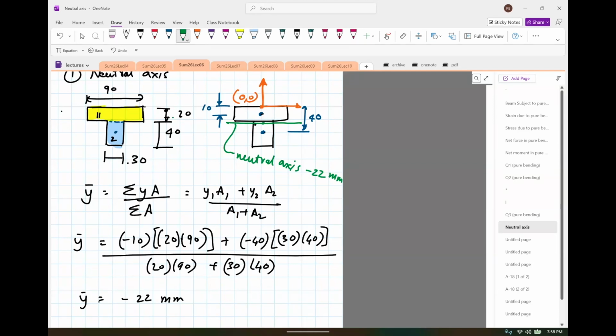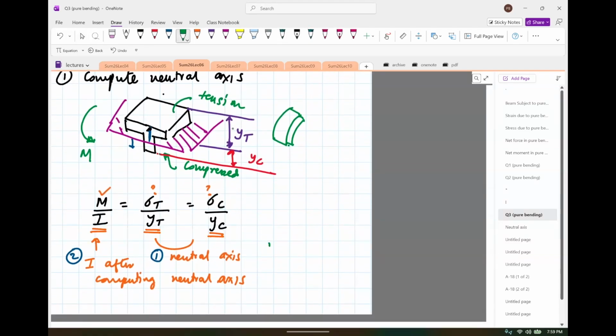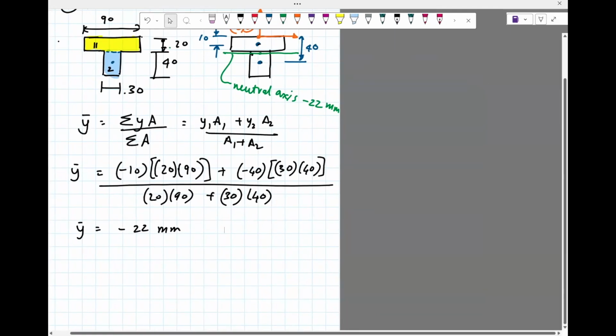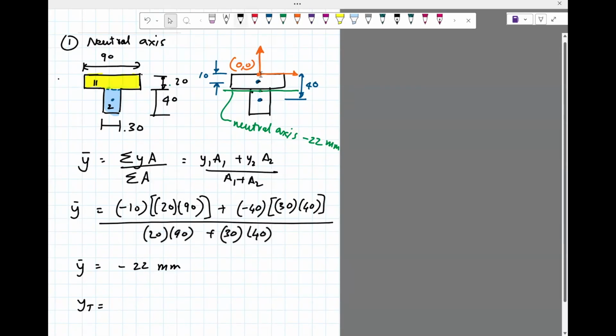We've got y, which means we can now compute yt and yc. Yt and yc are just the distance from the neutral axis. So we can write that down here. So yt, the top part, is the distance from the neutral axis to the top half, and you can see that is clearly 22 millimeters. Okay, 22. And then yc is the distance from the neutral axis to the bottom, this one. So it's going to be 40 minus 2, I think. So it's 38 millimeters.